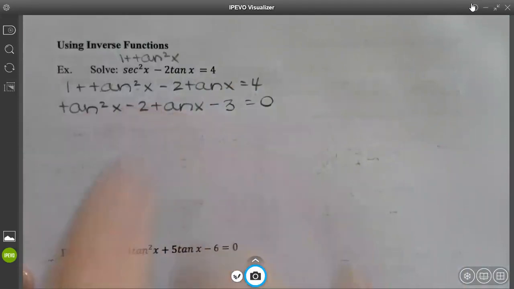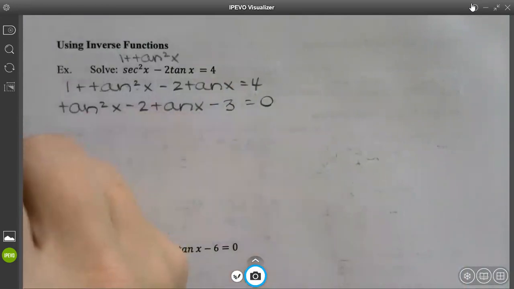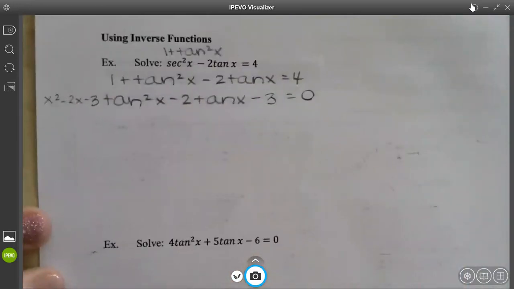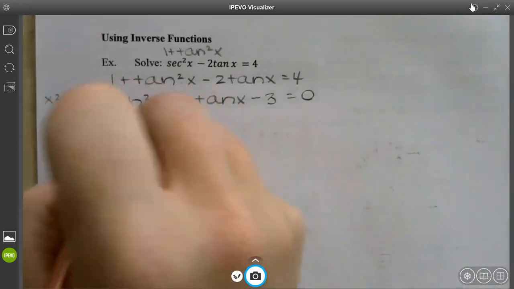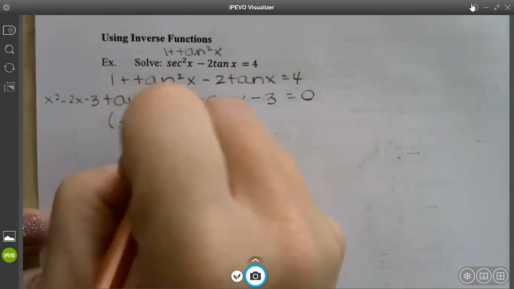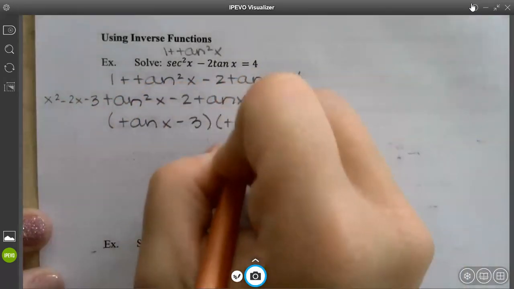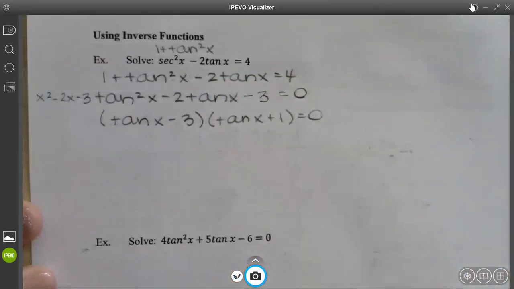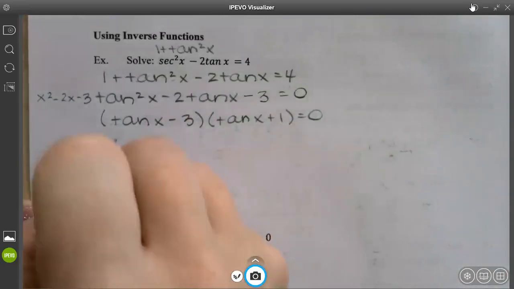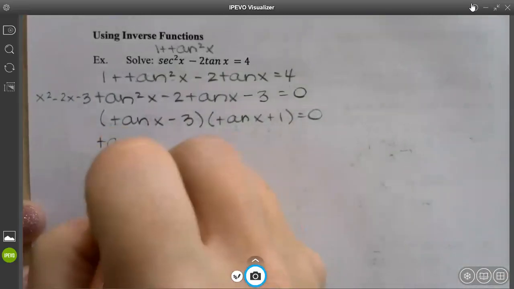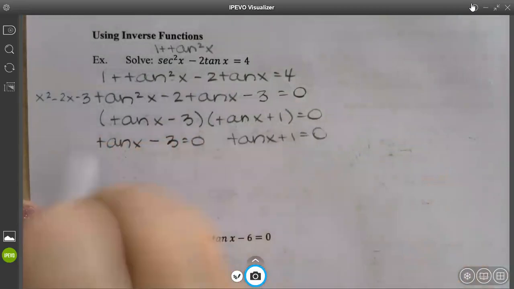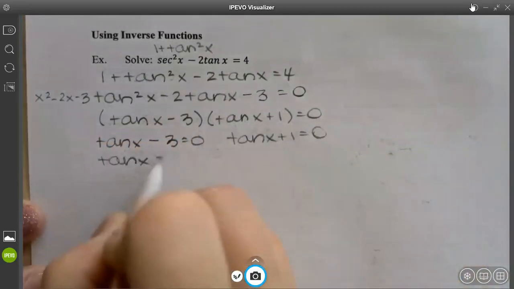What do I do when I have tan squared and tan? Factor it. This is the same thing as x squared minus 2x minus 3. What are my factors of -3 that add to -2? So tan x minus 3 and tan x plus 1. How do I solve? Tan x minus 3 equals 0. Tan x plus 1 equals 0. And you said add your 3 and subtract your 1.